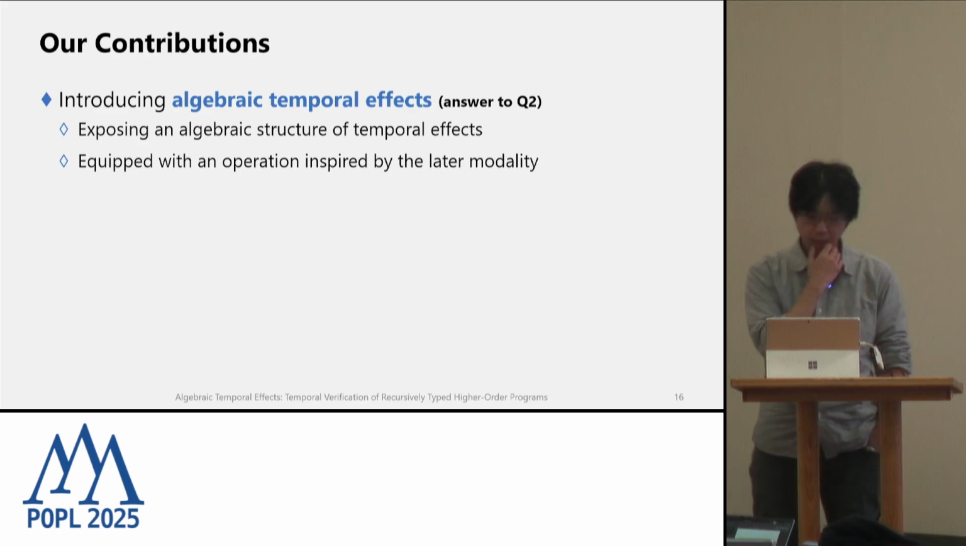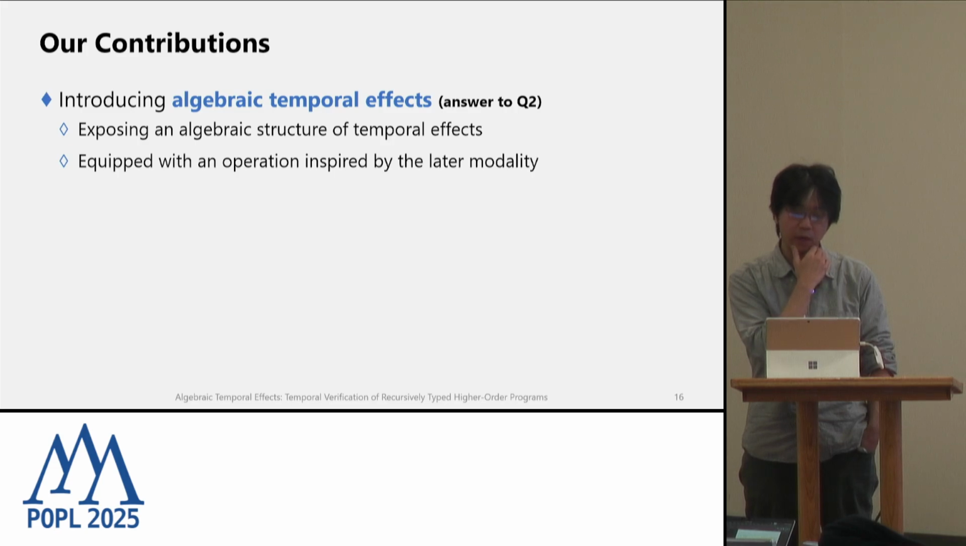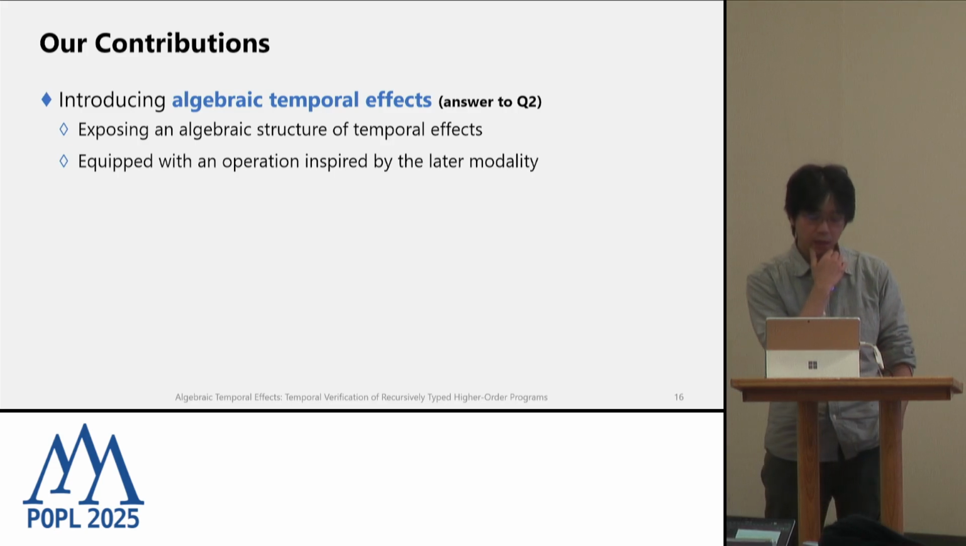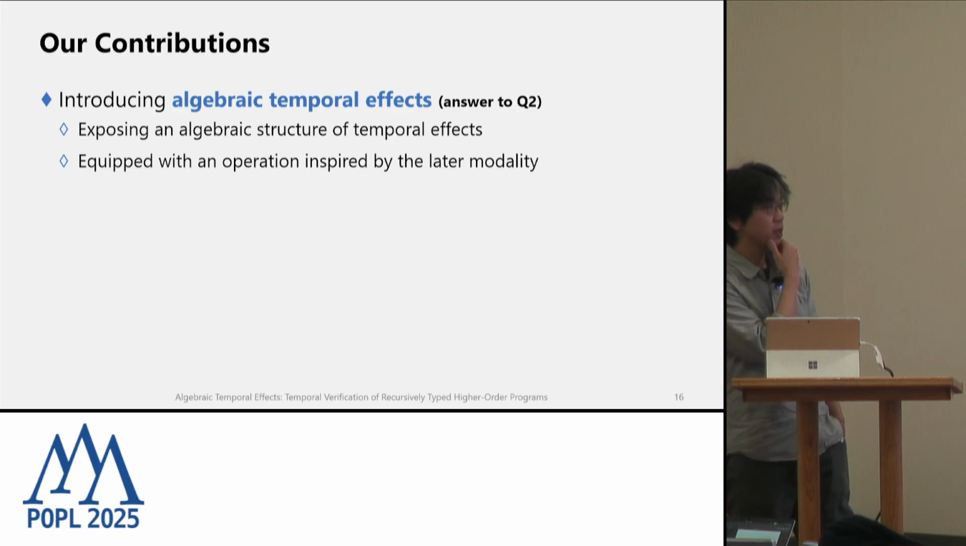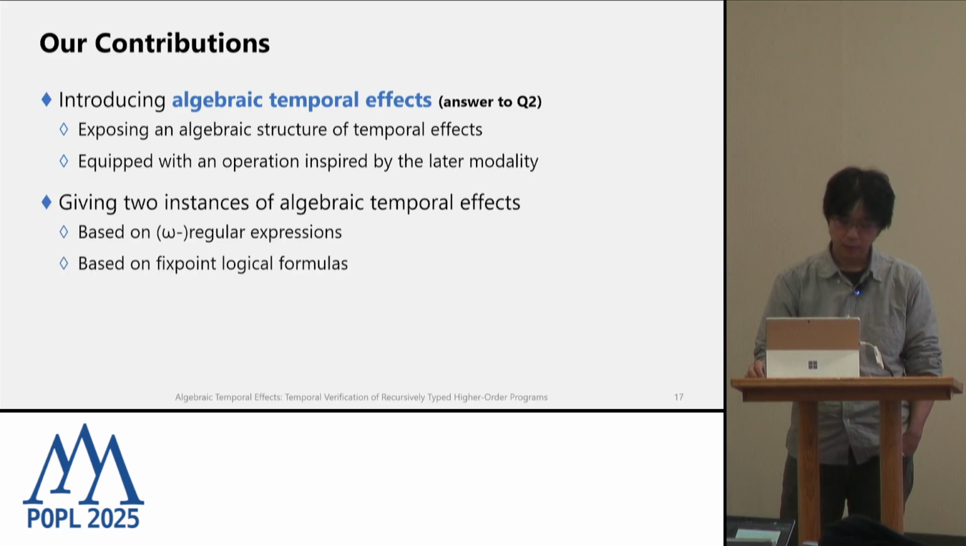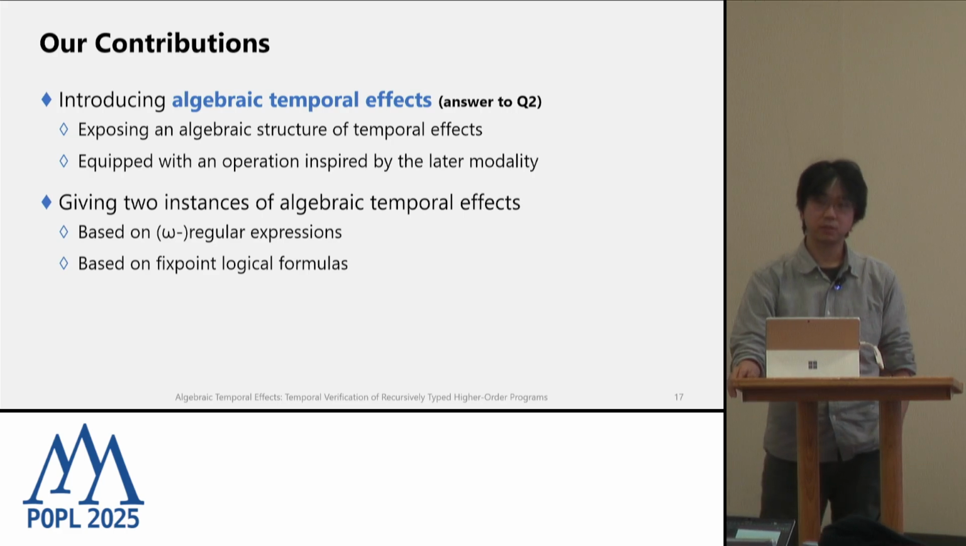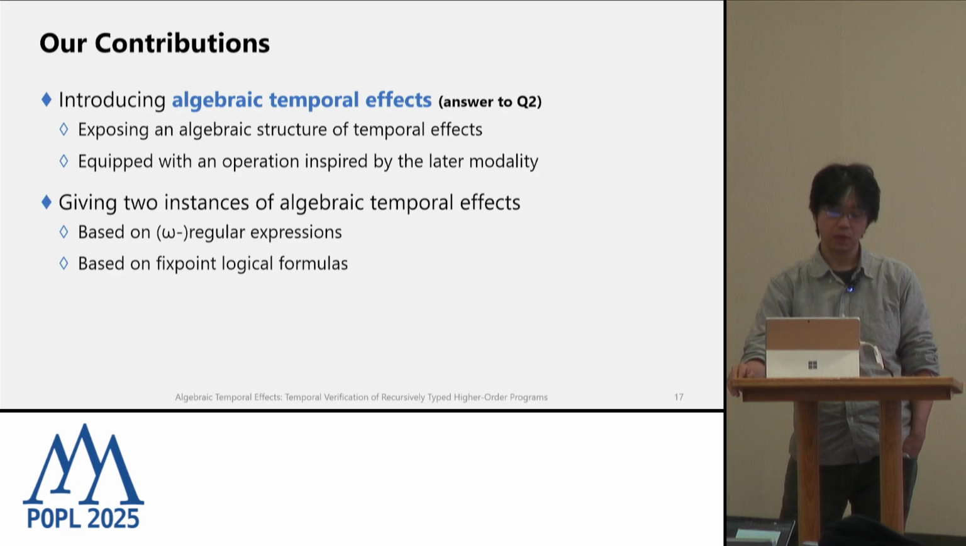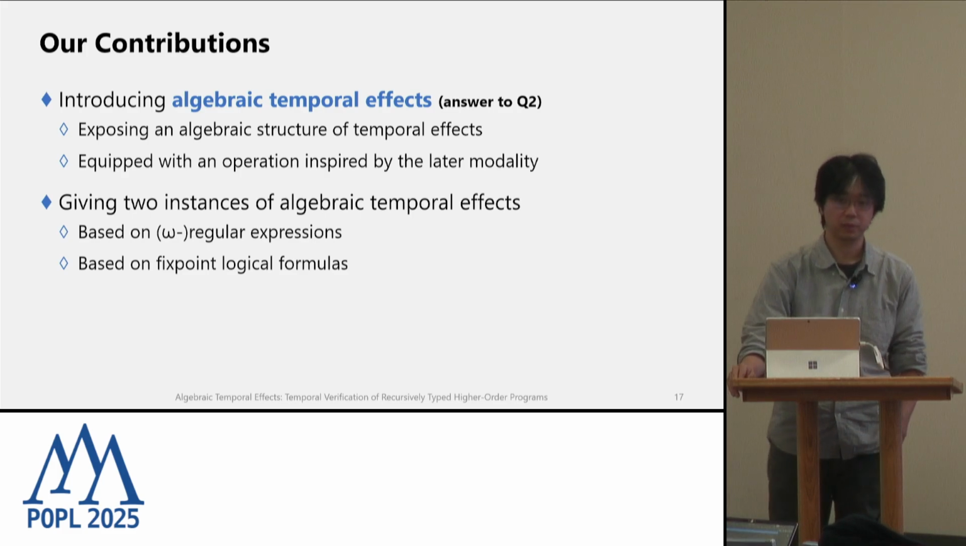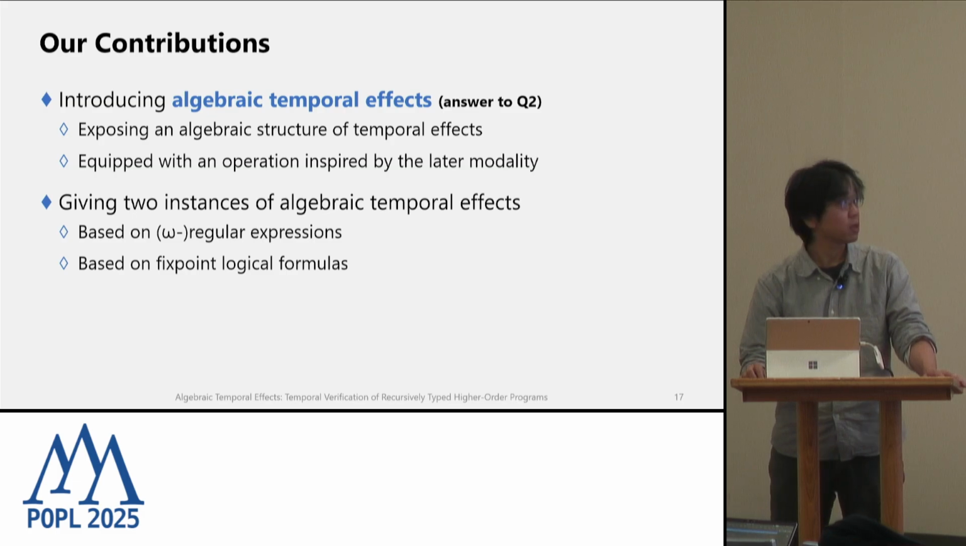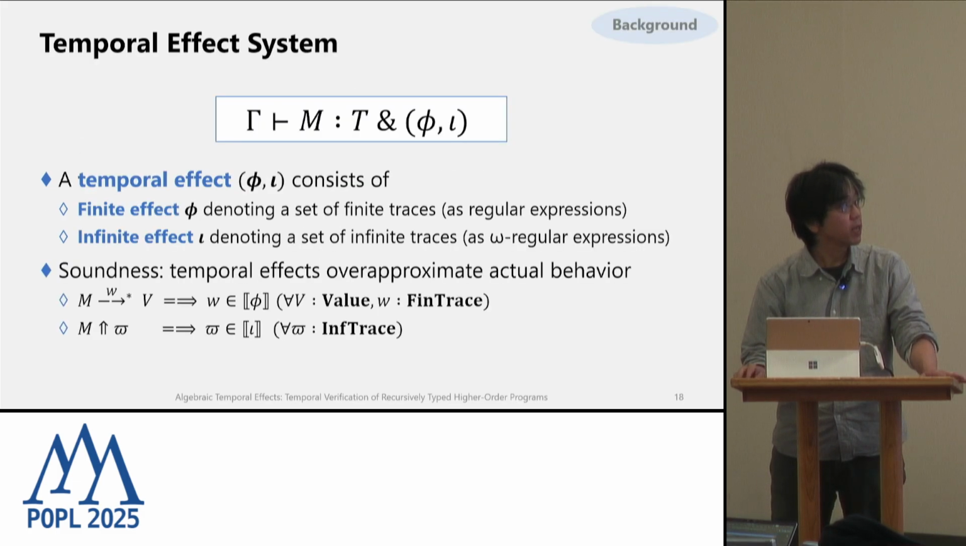Right, and for the second question, we introduced a more abstract form of temporal effect. It provides only the algebraic structure of a temporal effect, and we also assume that some operations are necessary for sound reasoning in temporal verifications. We also provide two instances of this algebraic abstraction: one based on omega regular expressions, and one based on fixed point logical formulas. All right, this is a summary of our work. So let me explain the details of our work now.